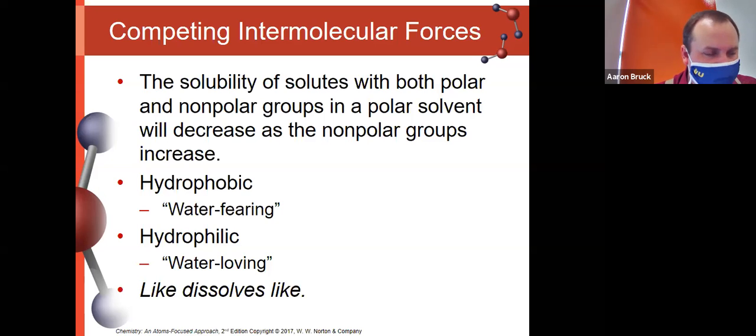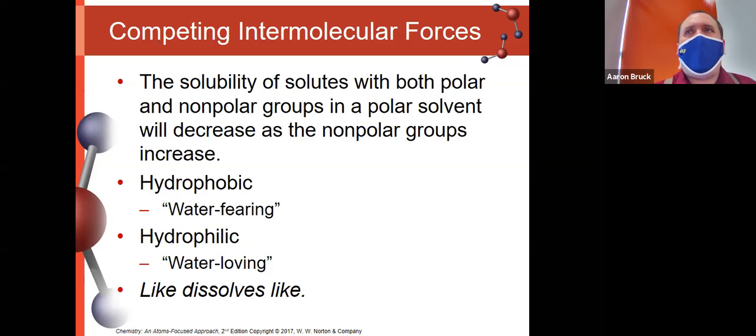When we have substances that have both polar and nonpolar centers, they often will compete with each other in terms of what kind of solvent it fits best in. Generally speaking, nonpolar molecules are described as hydrophobic. Literal translation of hydrophobic means water-fearing. They're going to run away from water. And that's exactly what happens when we take something like oil and put it into water. The oil literally skitters away from it and separates itself from the water that we just added.